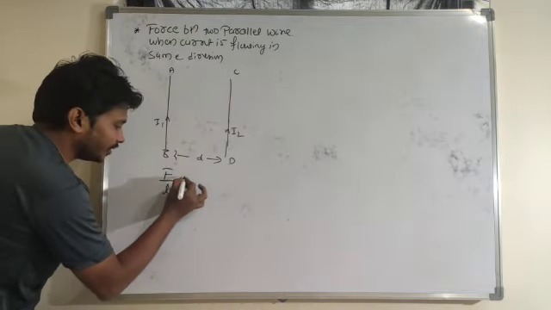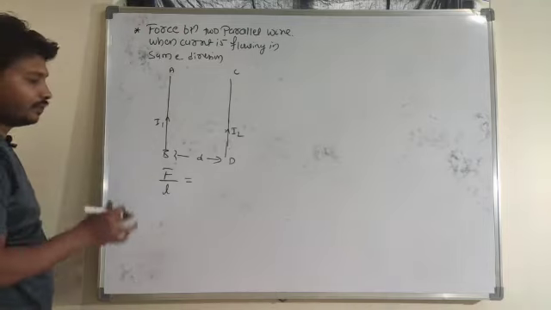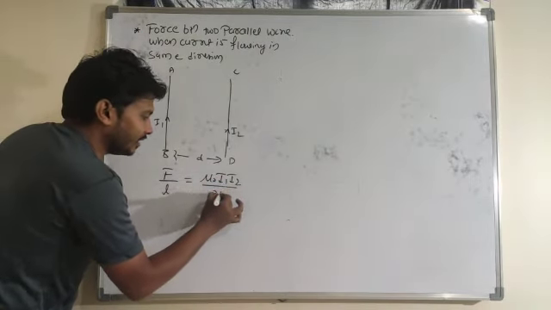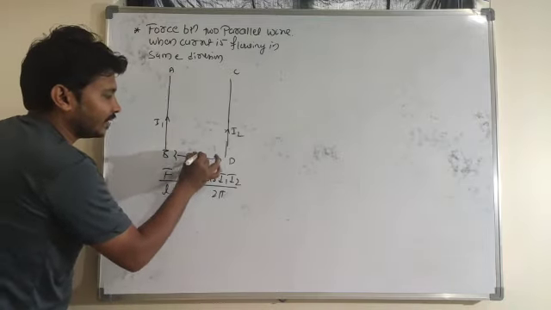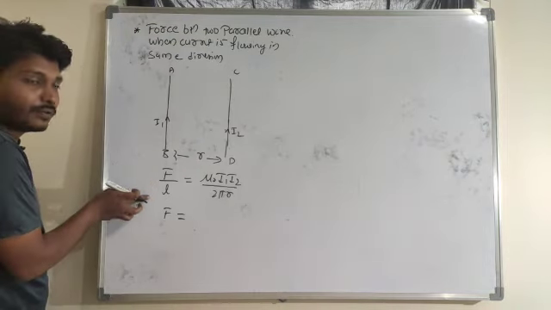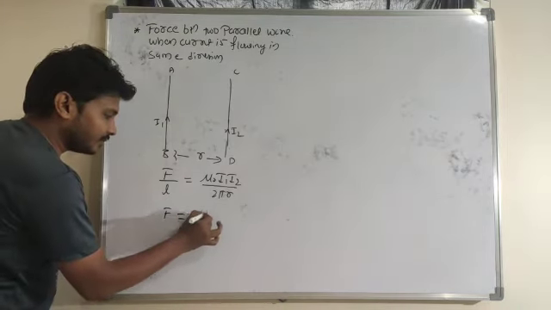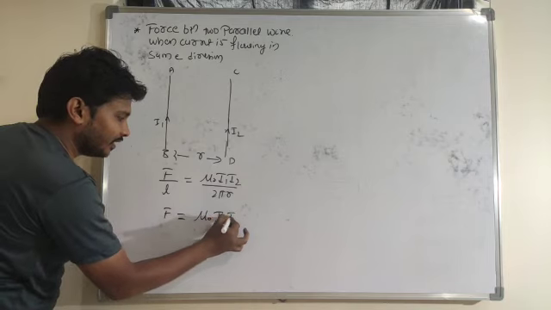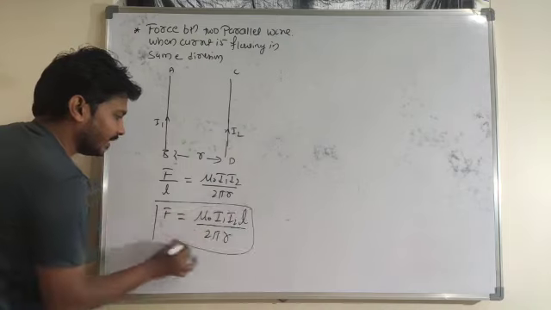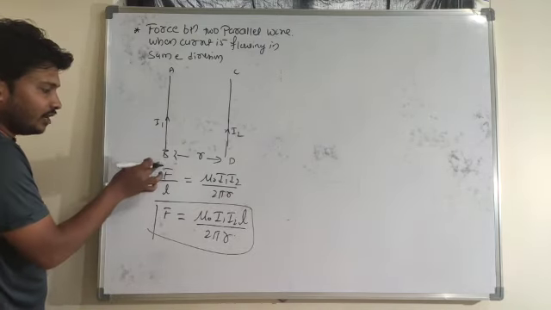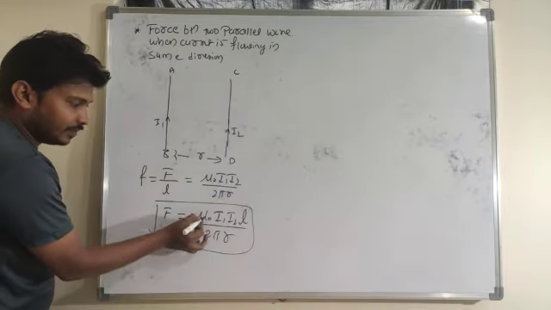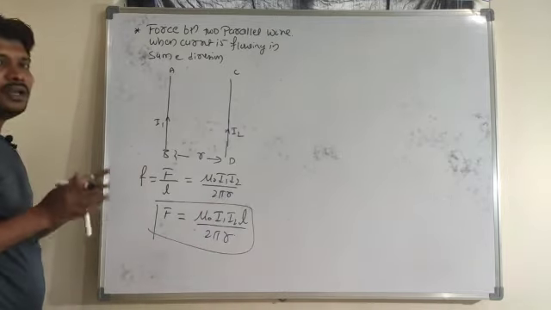So that force per unit length, F by L here, is equal to mu naught I1 into I2 divided by 2 pi r. Separation is r. F by L means force per unit length of the wire. So force is mu naught I1 I2 into L divided by 2 pi r. So force per unit length, small f, is mu naught I1 I2 divided by 2 pi r. Force is mu naught I1 I2 into L divided by 2 pi r here.